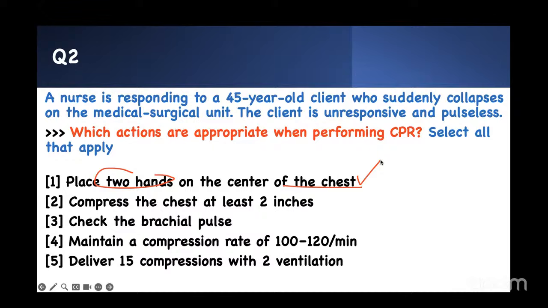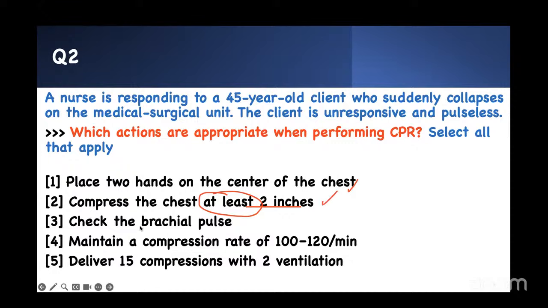Compress the chest at least, the words at least. If I take this from here and put 2 inches, if you see a question like that, don't pick it. If it says compress the chest 2 inches, don't pick it. It has to be at least. If there's no at least there, the answer choice is wrong. So these have to be there. There has to be a qualifier for them to be right.